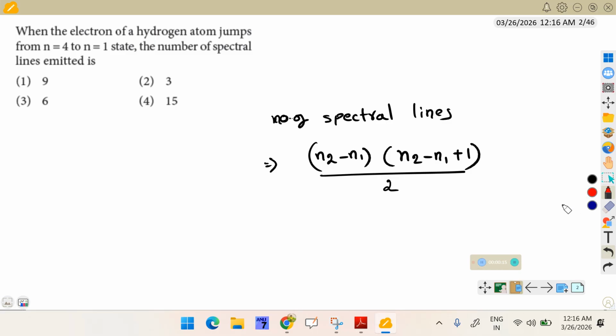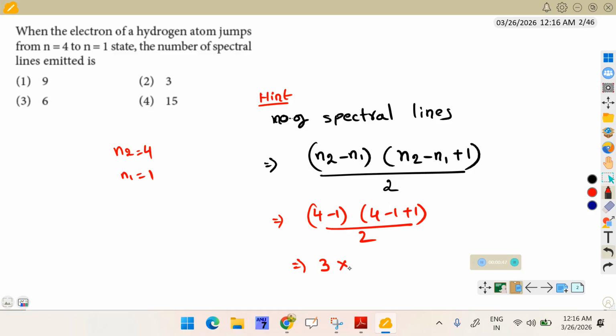When the electron of a hydrogen atom jumps from n = 4 to n = 1 state, the number of spectral lines emitted is. The number of spectral lines is calculated by using the formula n2 minus n1 into n2 minus n1 plus 1 by 2, where n2 is the higher orbit number and n1 is the lower orbit number. Substitute: 4 minus 1, 4 minus 1 plus 1 by 2. 4 minus 1 is 3. 3 into 4 by 2 equals 6.